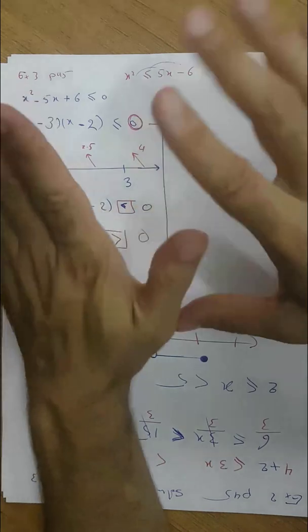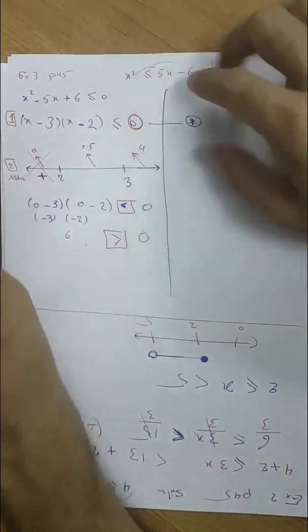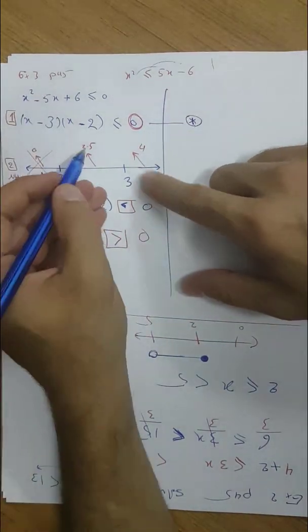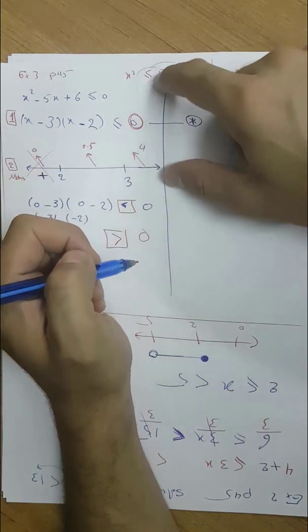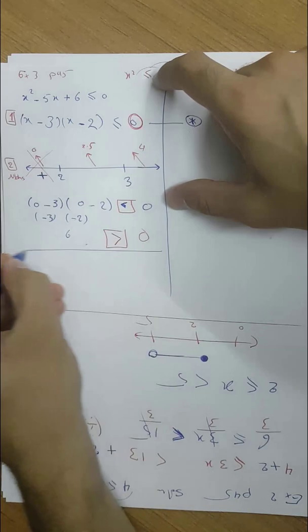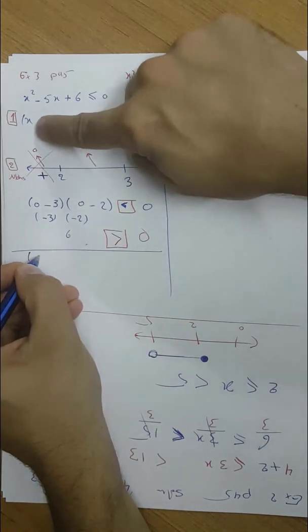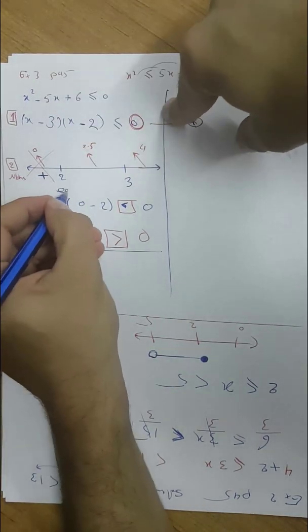Now, how about 2? Just let me put 2 here. Stop. Now it's time to test the second value. So I have what? I'll put 2 in equation star.